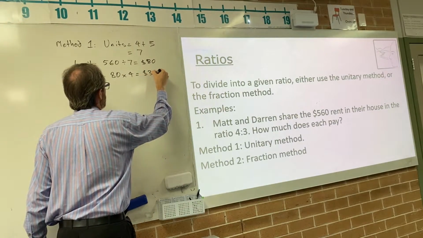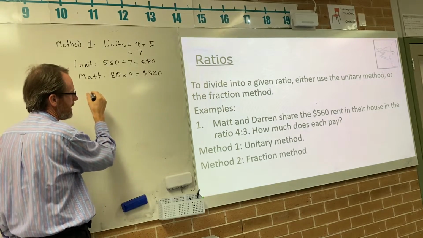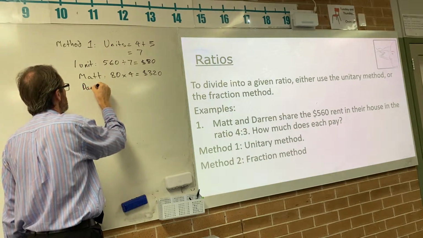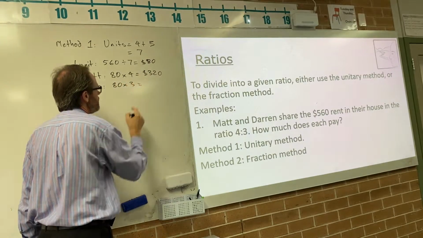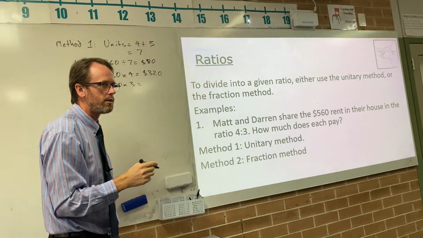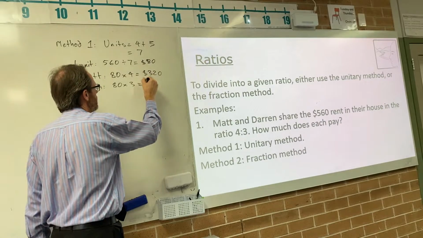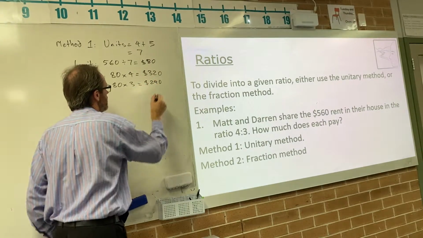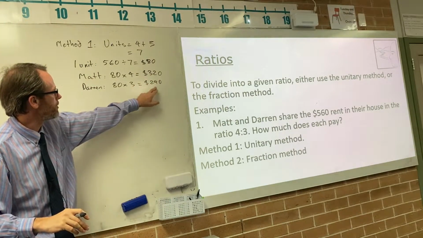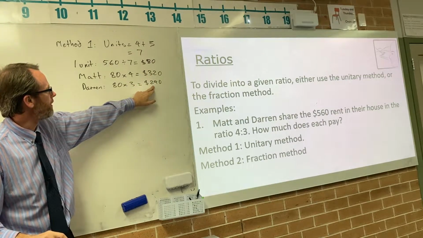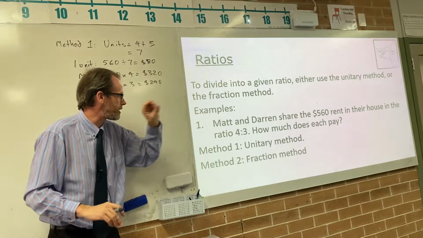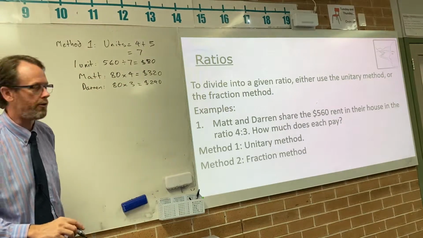So Matt pays 320, and Darren has 80 times 3, which is 240. Now you could do a quick check here. What's 320 plus 240? 320 plus 200 is 520 plus 40 is 560. So that's our unitary method.